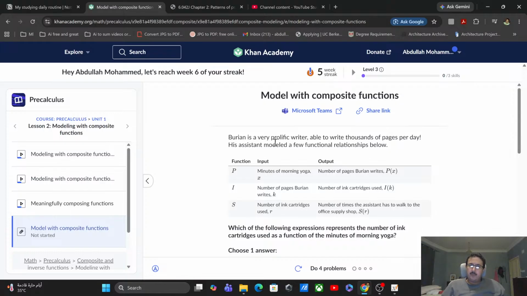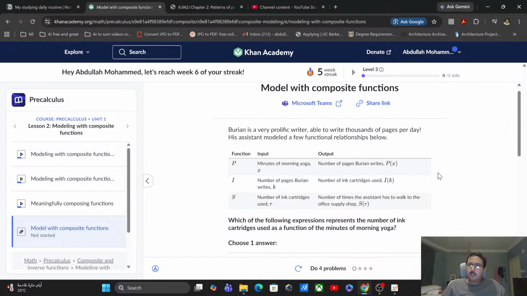Bjorn is very prolific, able to write thousands of pages per day. His assistant modeled a few function relationships below.